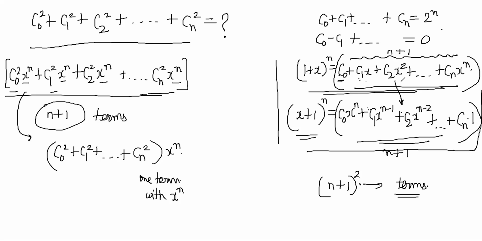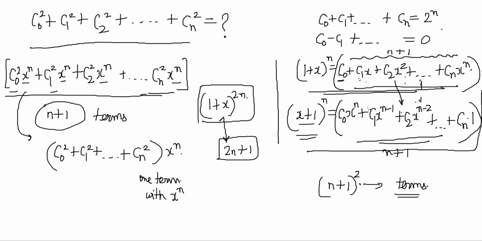This is when you multiply the right hand sides of both the equations. The left hand side is obviously 1 plus x to the power n times 1 plus x to the power n, which is 1 plus x to the power 2n, because the order doesn't matter really. So the left hand side will be a series with how many terms? 2n plus 1 terms, with powers of x going from x power 0 till x power 2n.